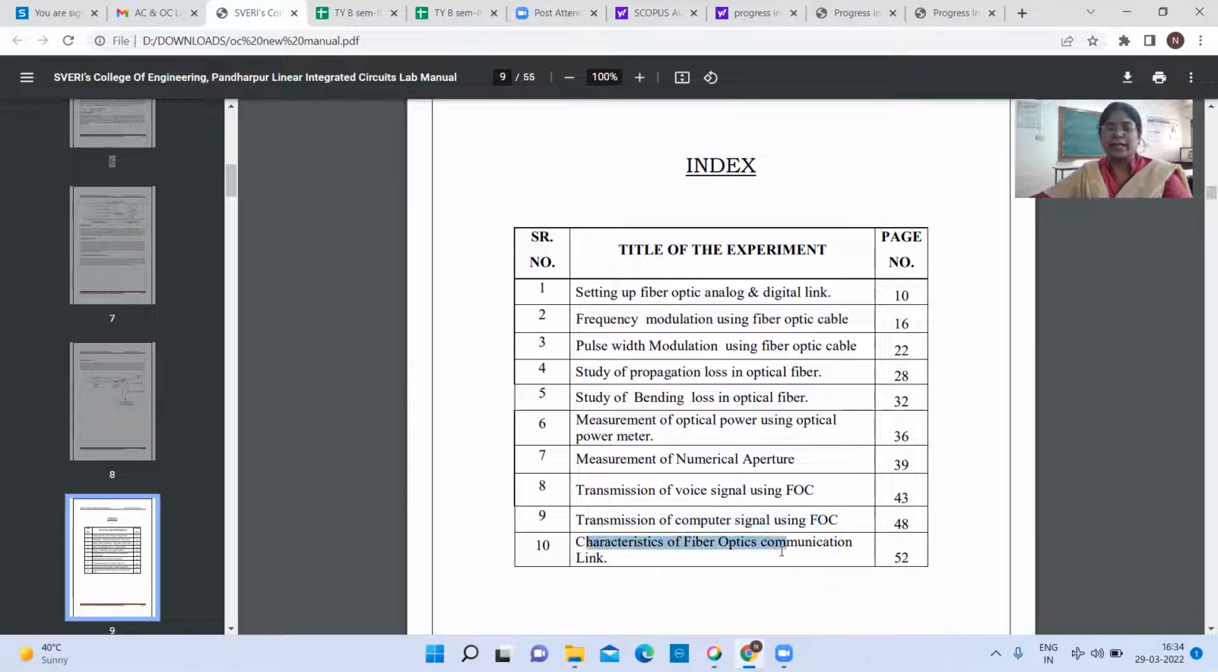And the last one is the characteristics of fiber optic communication link. So at least first these 8 experiments we are going to take. About these 2 experiments we can consider later. So did you get the overall idea about the practicals, what we are going to see? At least the basic part, is it clear to you?